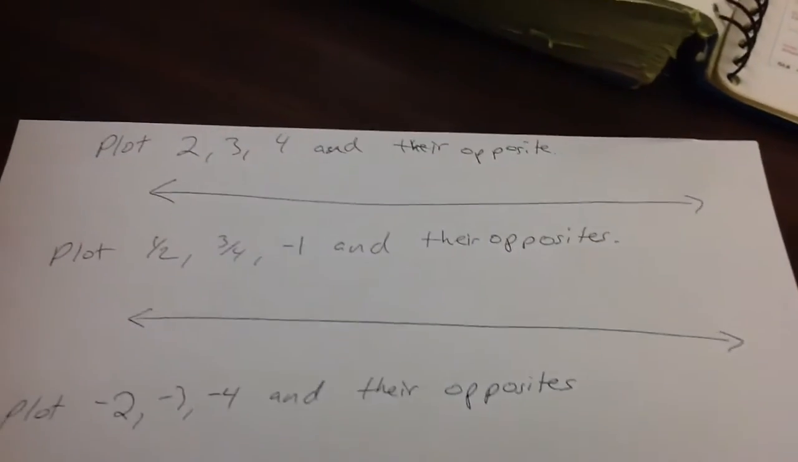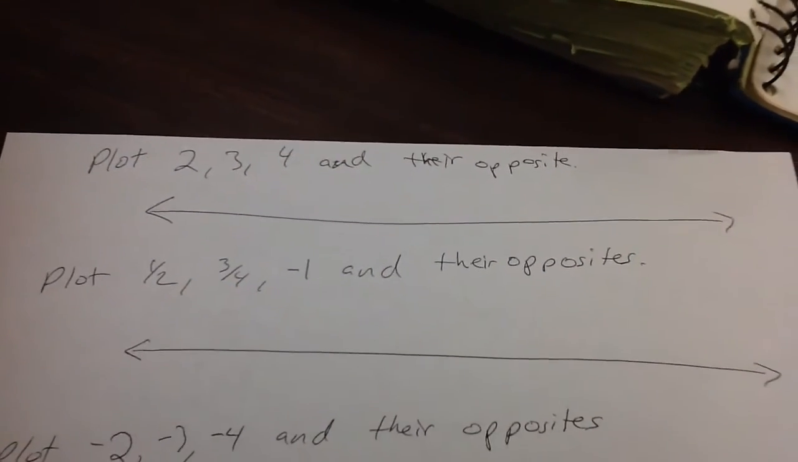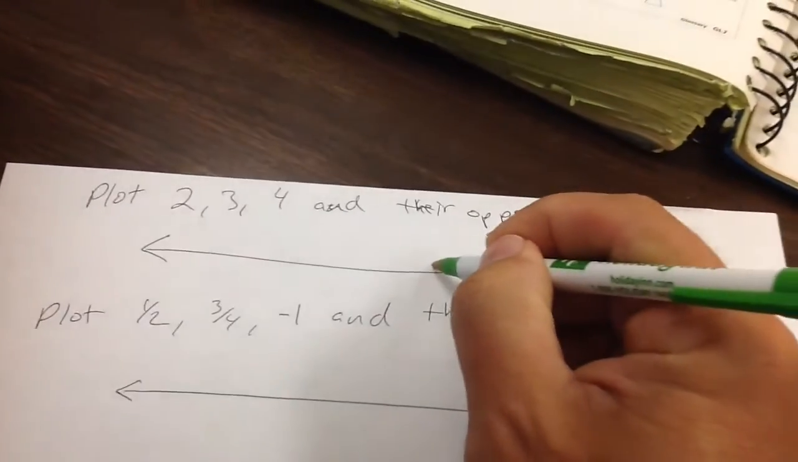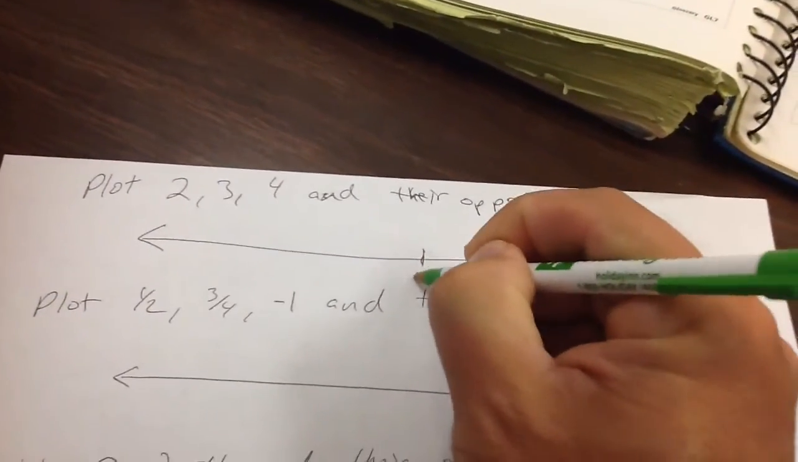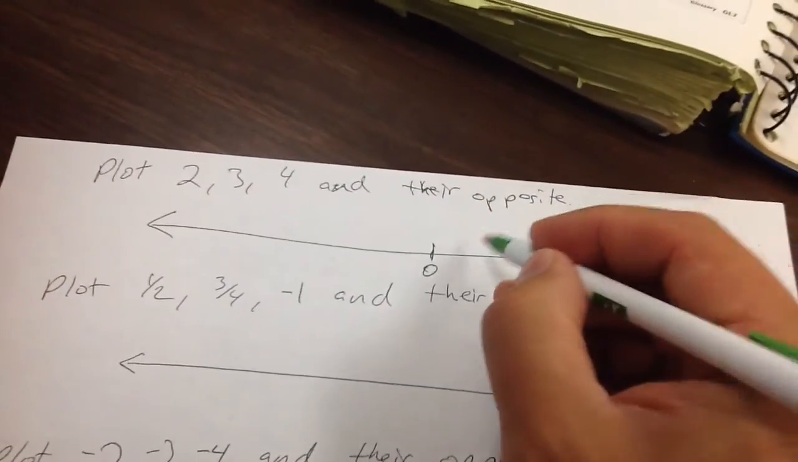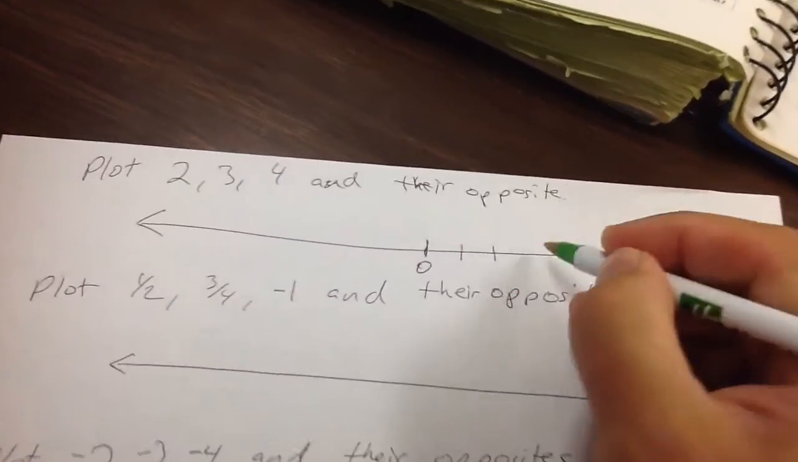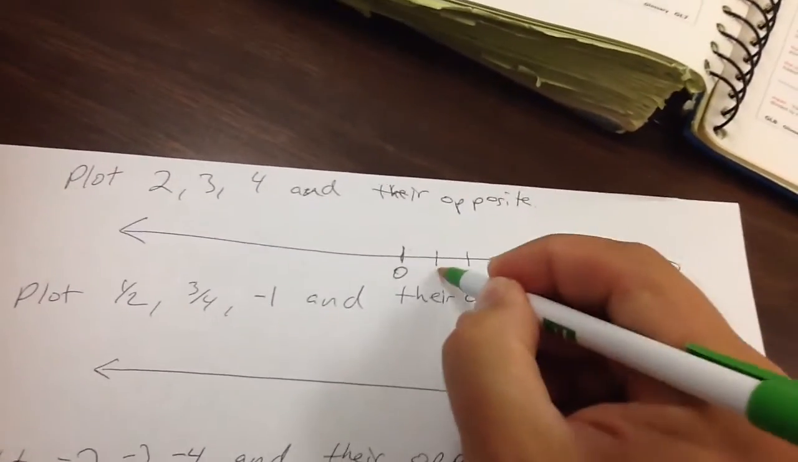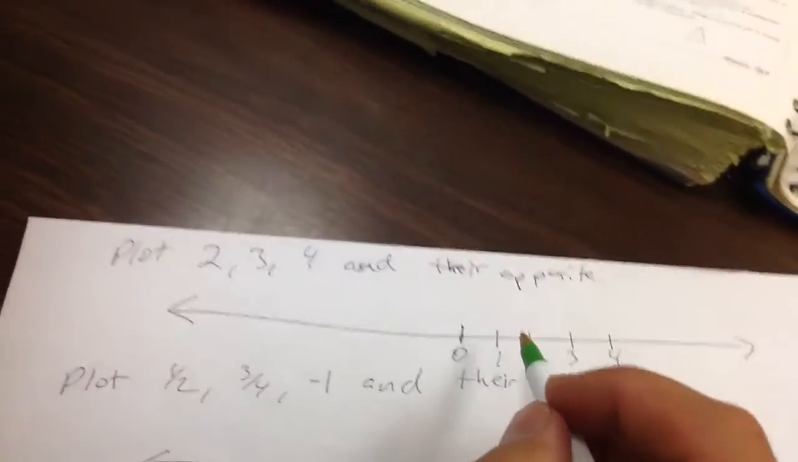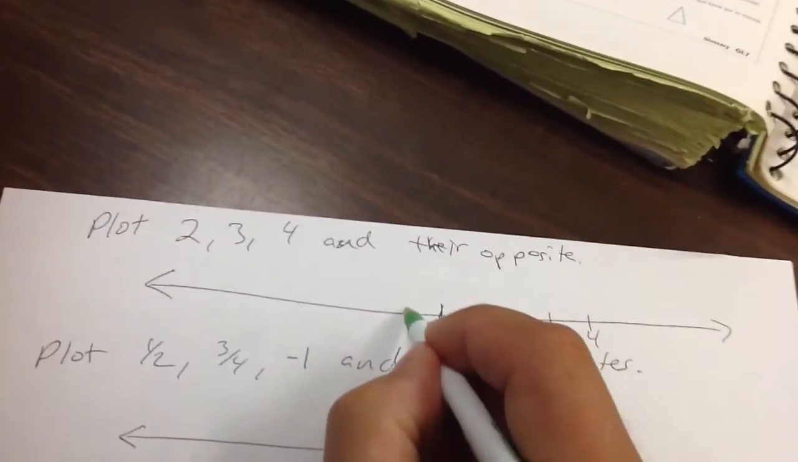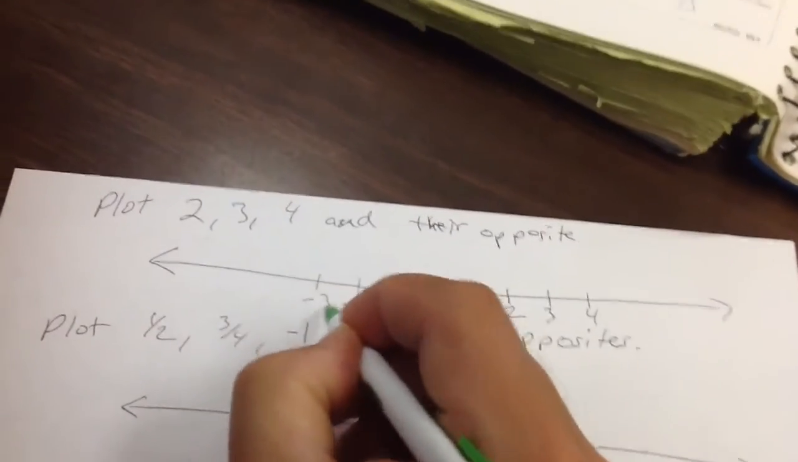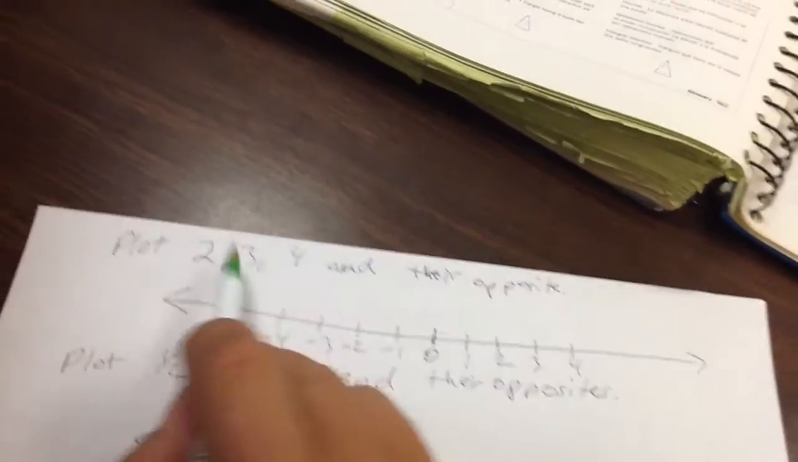Today we're going to talk about plotting the numbers 2, 3, and 4, and their opposites. Just for a reference point, it doesn't have to be here, we're going to put 0 here. So 2, 3, and 4 go up by 1, so I'm going to plot by 1s here: 1, 2, 3, 4. I know I have to do their opposites, so I'm going to go by 1s over here too: -1, -2, -3, -4. I think that's my highest number.